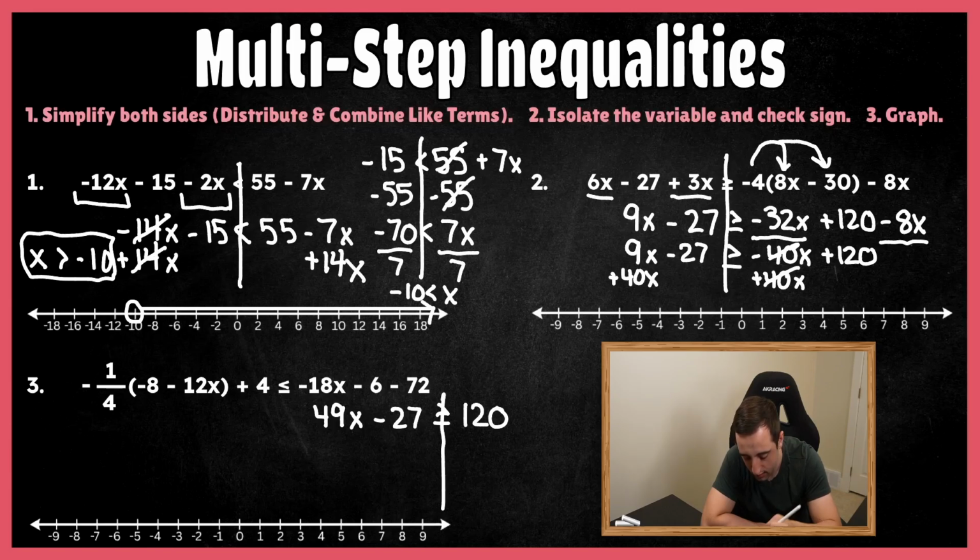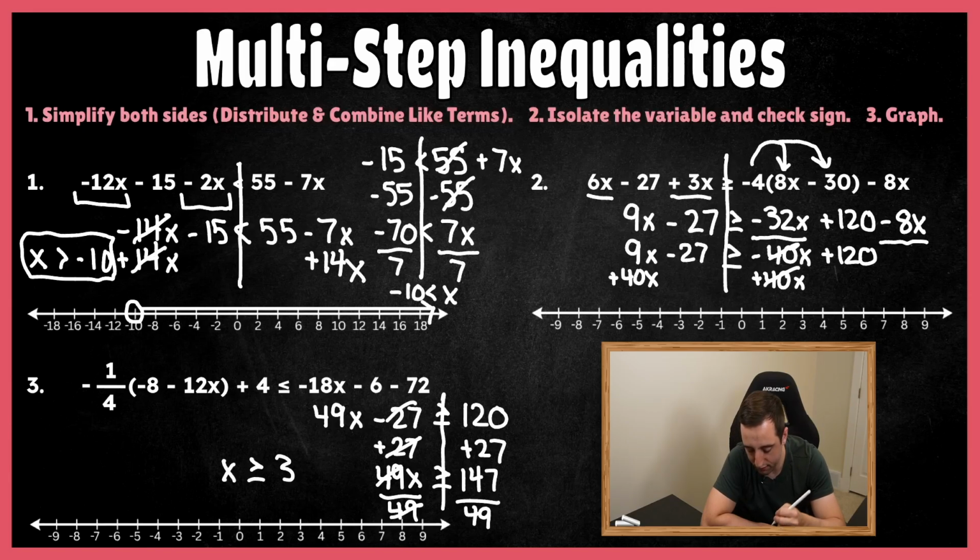I'll draw our line here. And now let's go ahead and get x by itself. We're going to add 27 to both sides. 27s are going to cancel. We have 49x is greater than or equal to 147. And then our final step here, let's divide both sides by 49. And we're going to get x is greater than or equal to 3 for our final answer.